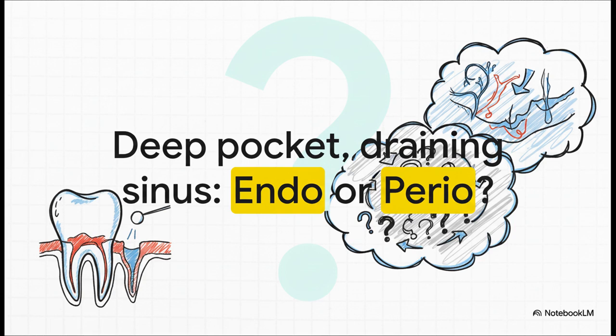So where's the problem coming from? Is it endo, starting from inside the tooth, or is it perio, starting from the gums? The signs and symptoms can look pretty much identical, which puts you squarely in a diagnostic gray area.